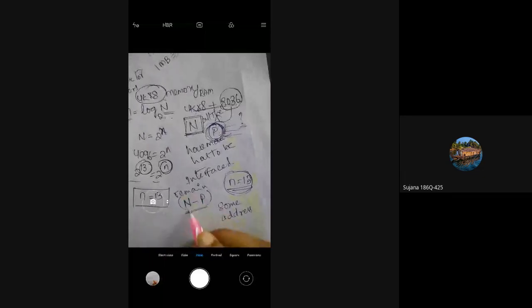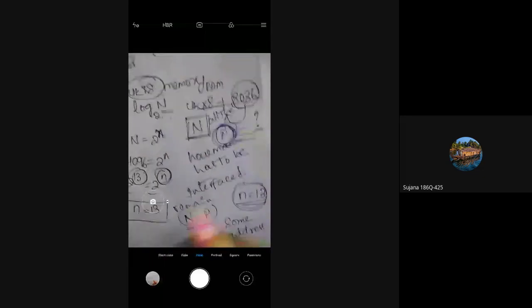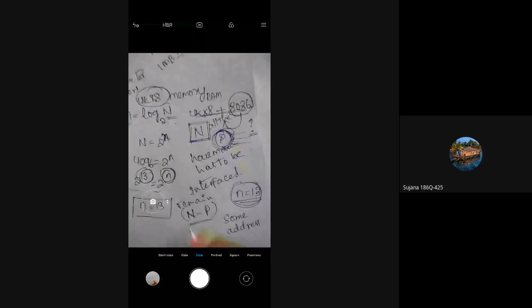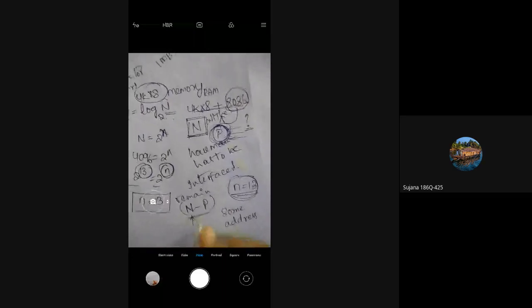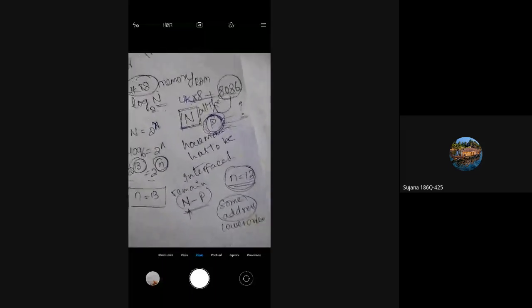So the remaining are n minus p locations. These are called higher order address lines. Some address lines are used for connecting purposes. These are called lower order address lines.